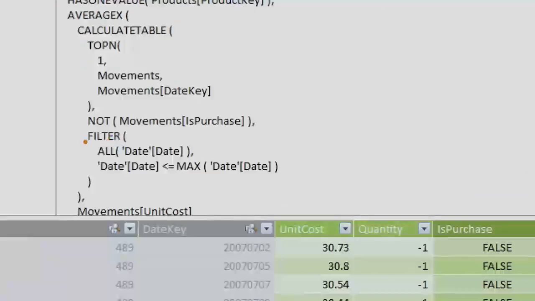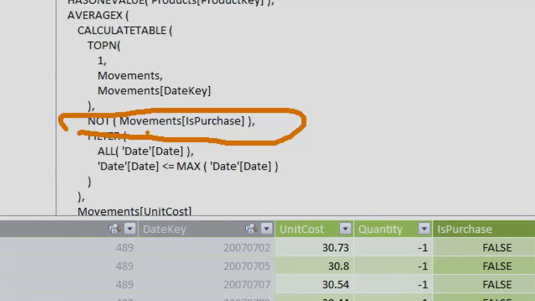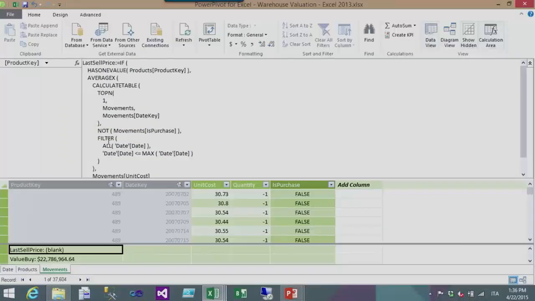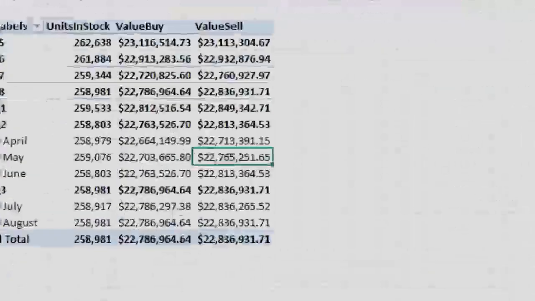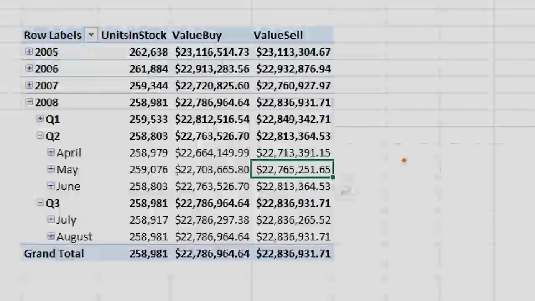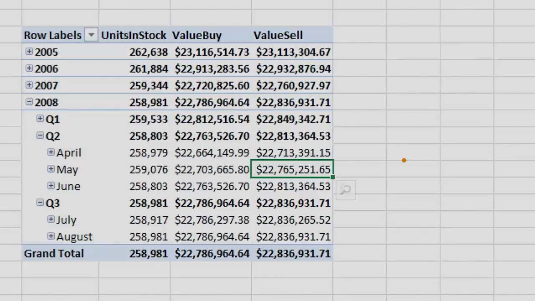So this is the only difference between the two measures. And in this way, we obtain this. As you see, for every day, I can see for all the products the sum of the value using the purchase value or the sale value.